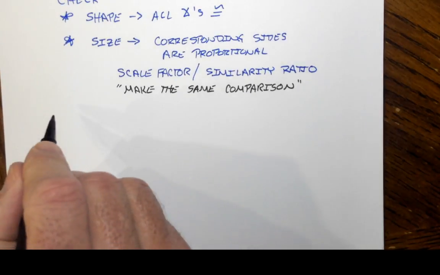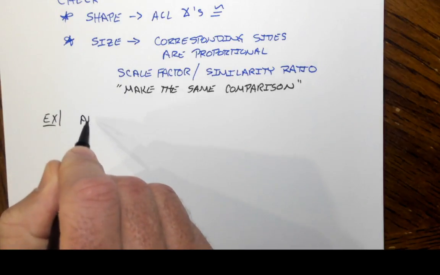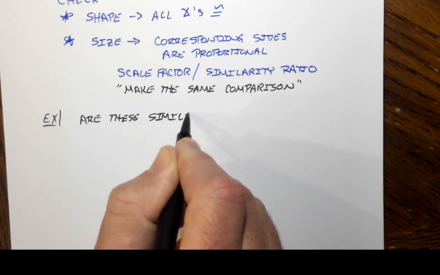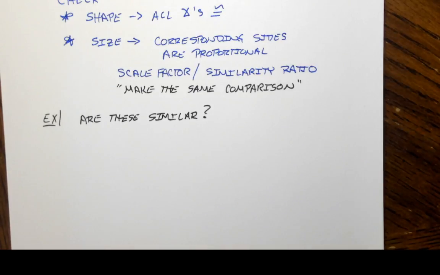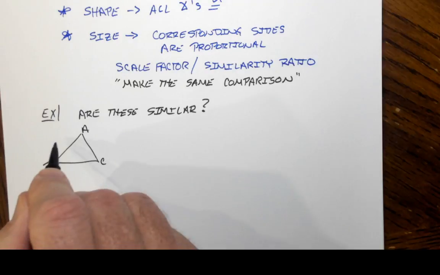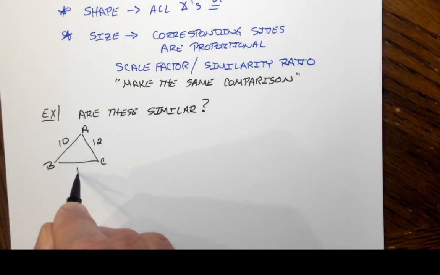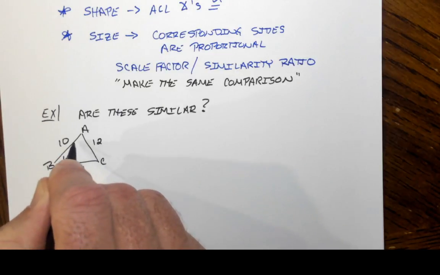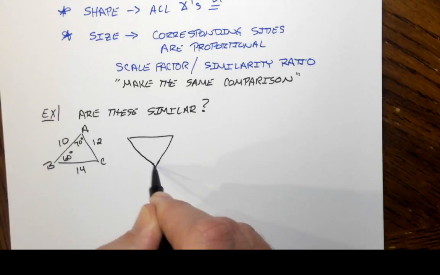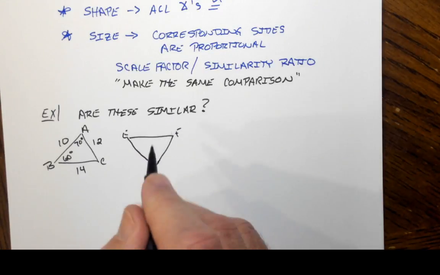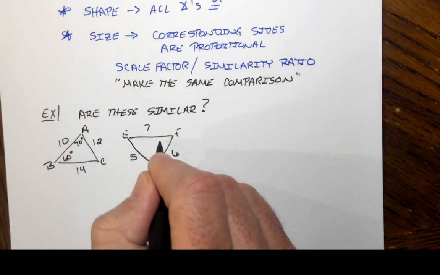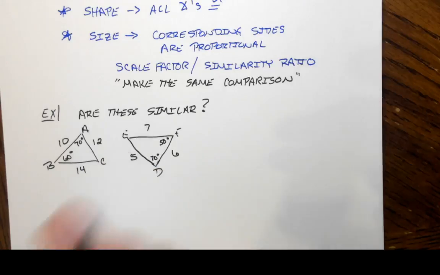Example. Are these similar? Let's go triangle ABC. Let's go 10, 12, 14. I'll give you a 60-degree angle here, 70-degree angle there. Triangle E, F, and D. We'll go 6, we'll go 5, we'll go 7. 50 degrees, 70 degrees. So first thing we got to do before all else, check your angles.